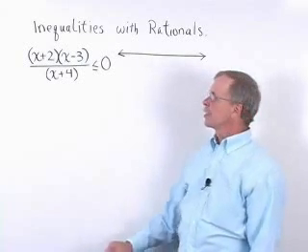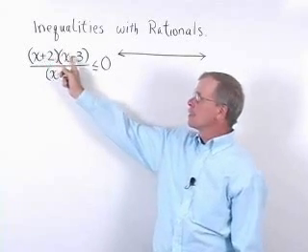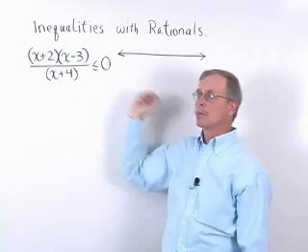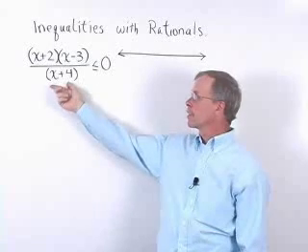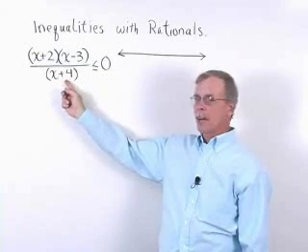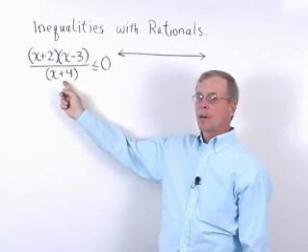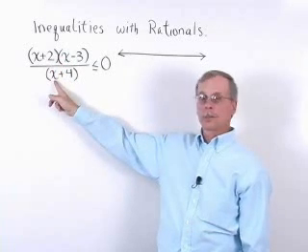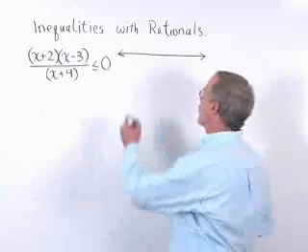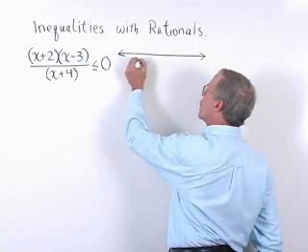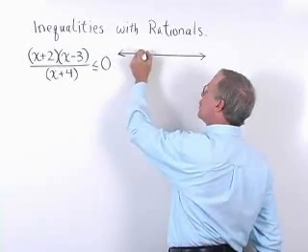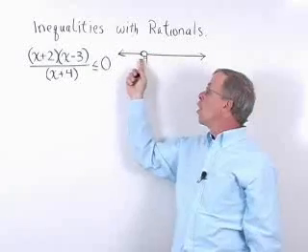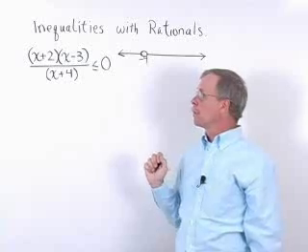Let's consider the rational inequality (x plus 2)(x minus 3) divided by (x plus 4) is less than or equal to 0. First, consider the denominator. If the denominator is 0, then the entire fraction is undefined, so we may not let x be negative 4. That becomes a key point. Negative 4 cannot be part of the solution, so we'll make that an open dot at negative 4.